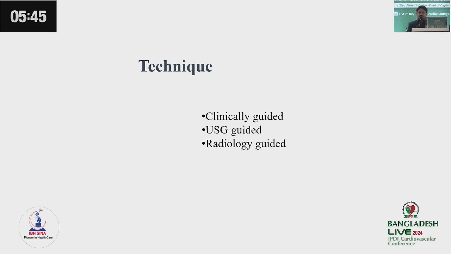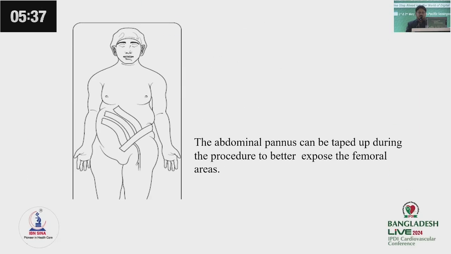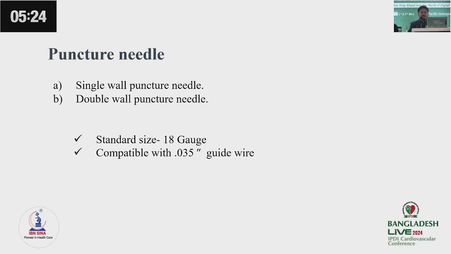Now the techniques. There are several techniques, such as clinically guided, ultrasonography guided, and radiology guided. Before starting the procedure, in obese patients, the abdominal panniculus can be taped up during the procedure for better exposure of the femoral artery. There are two types of puncture needles, single wall puncture needles and double wall puncture needles. The standard size of puncture needle is 18 gauge, and it is compatible with 0.035 guide wires.